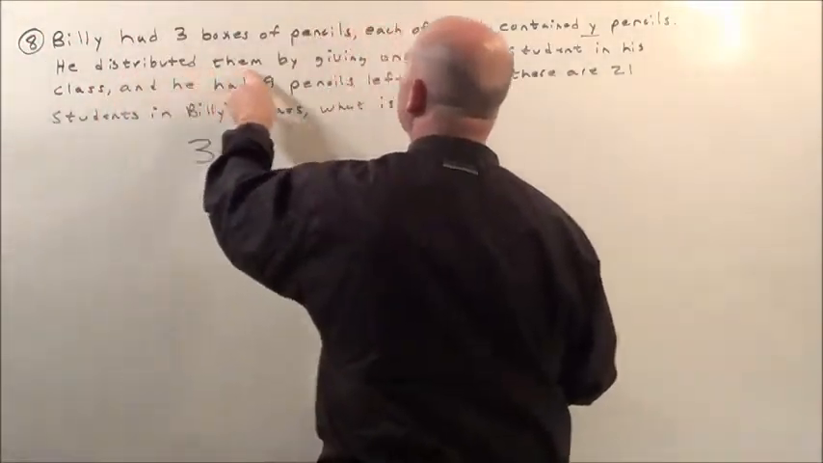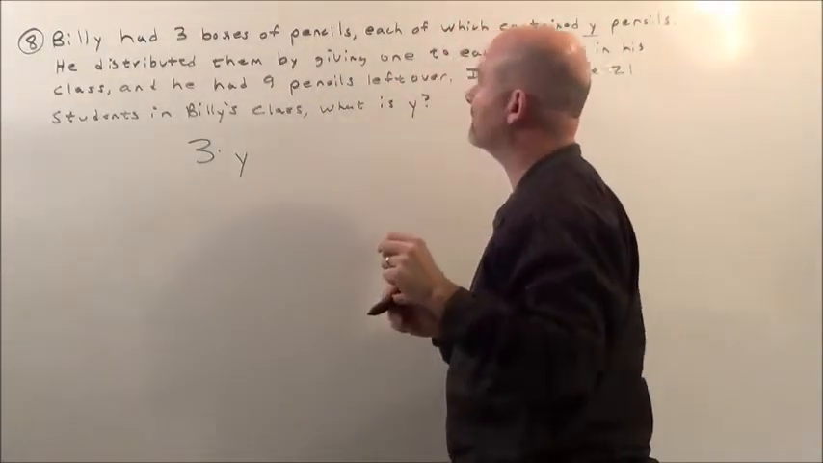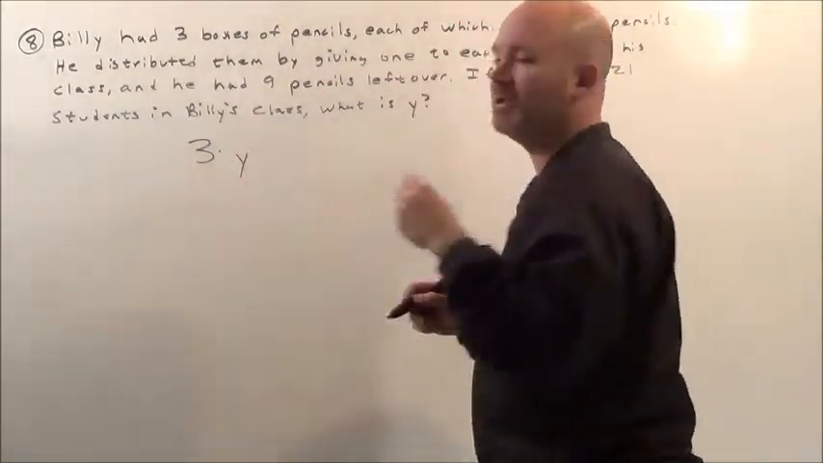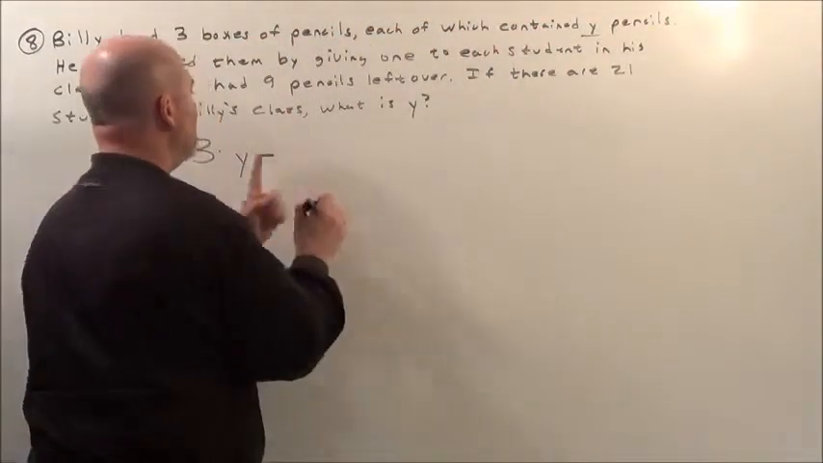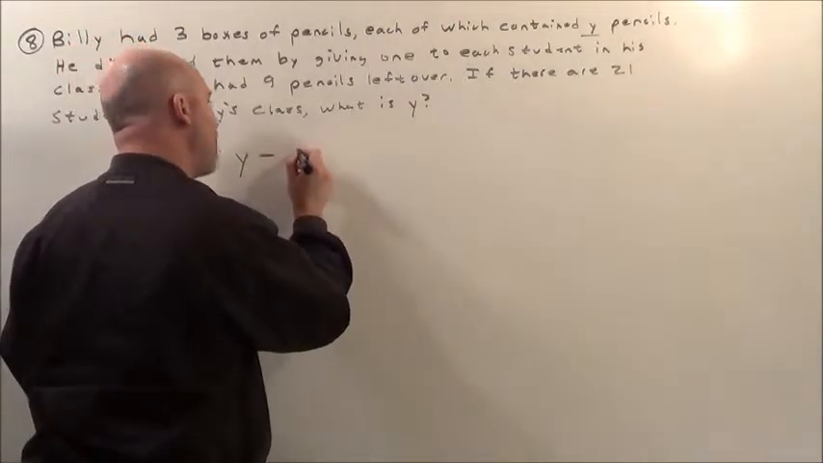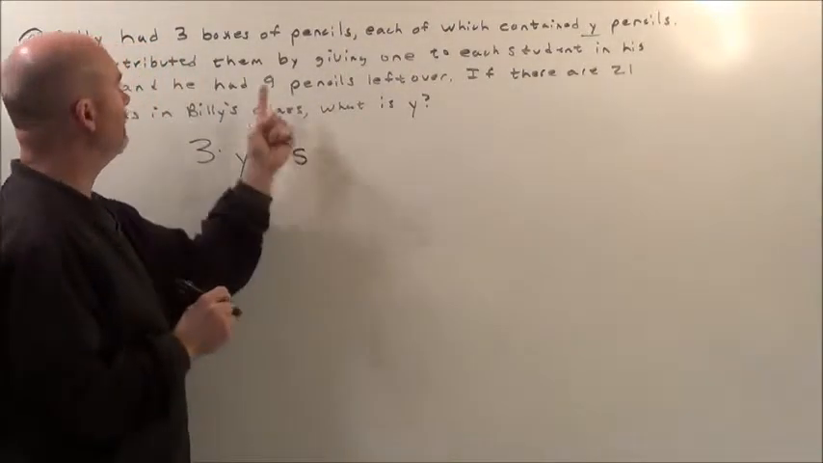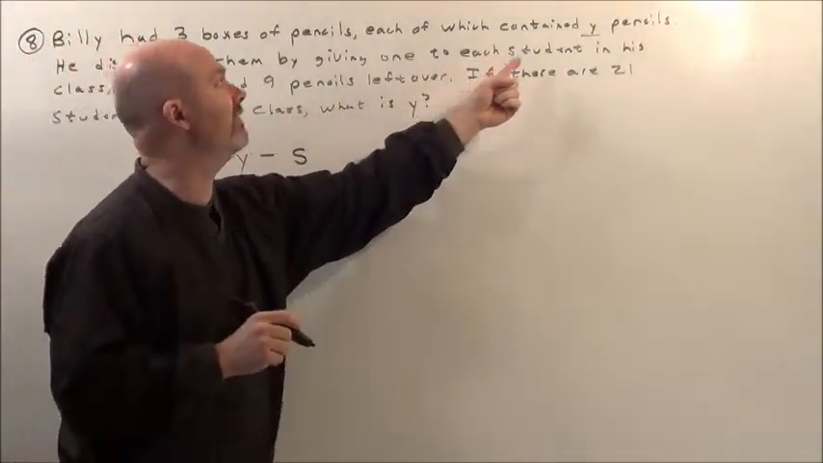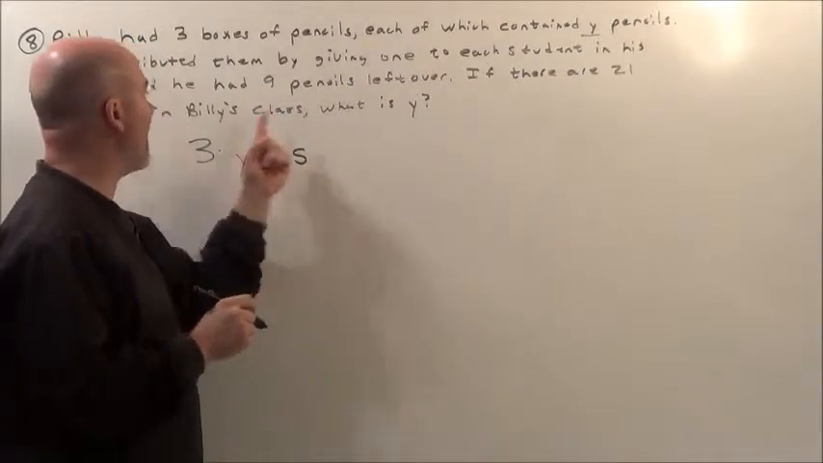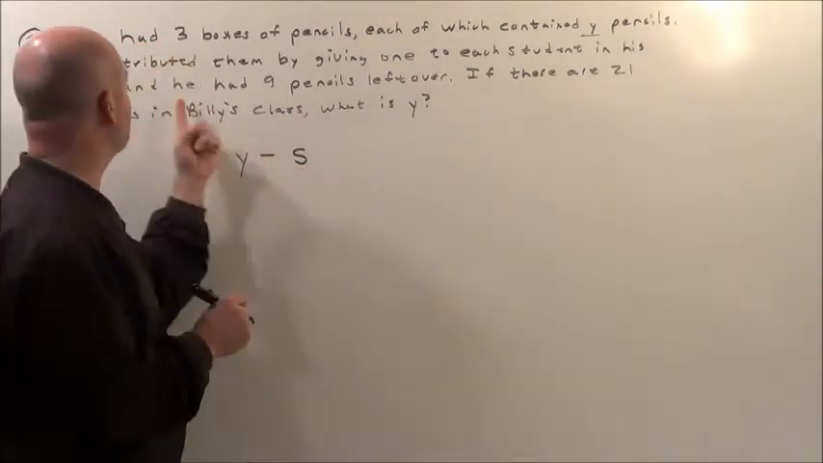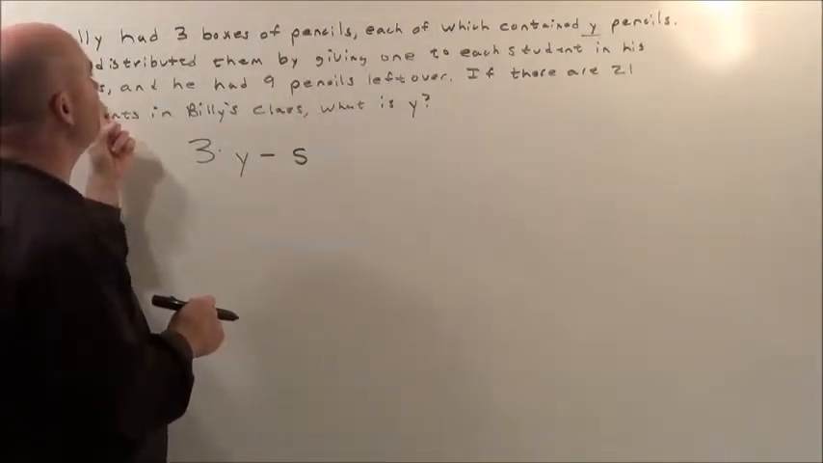Now it says he distributed them by giving 1 to each student in his class. So he gave away 1 to every single student. So I'm going to subtract. Now I don't really need to do 1s, but I'm going to subtract however many students are in his class. Because if he gave 1 to each of the 30 students, then that'd be 3Y minus 30. That's how much we have right now, because we subtracted, because he gave away 1 to each person in his class.